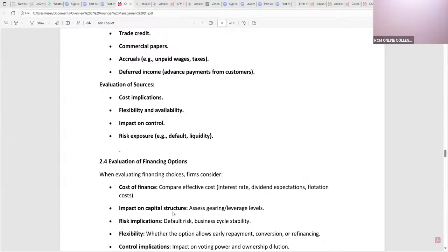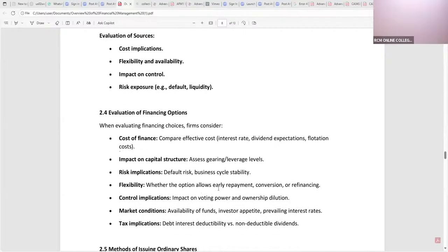Then we have impact on capital structure. If I bring in equity, then I reduce my gearing. If I add more debt, my gearing ratio is going up. So anytime I'm choosing between debt and equity, I have to look at the impact on the capital structure. Risk implications: the default risk, business cycle stability, flexibility, whether the option allows early repayment.